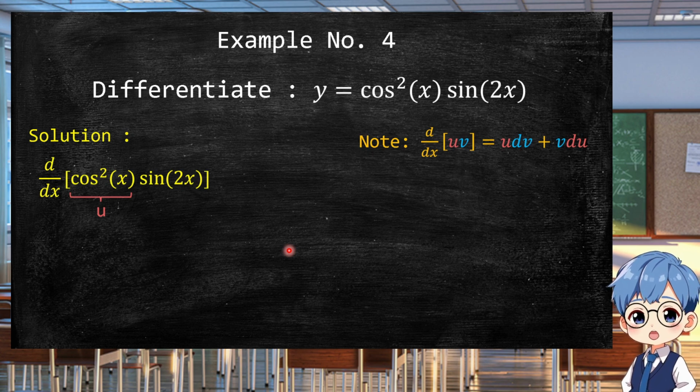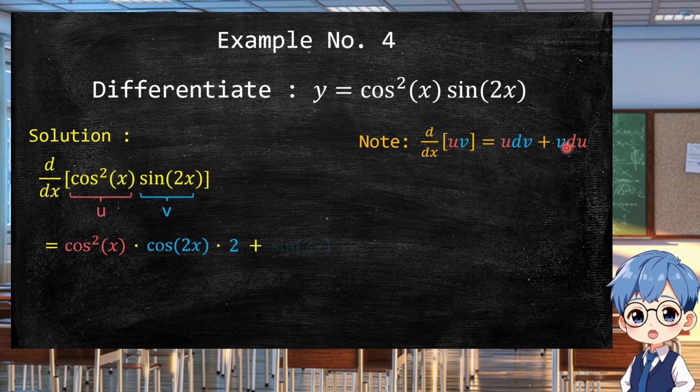So cos²x is u, sine 2x is v. So we just follow the formula. We write first u, which is cos²x. So followed by the derivative of sine 2x. So derivative of sine is cos. So that's why we have here cos 2x. And then times the derivative of the angle, which is 2. And then plus, then we have v.